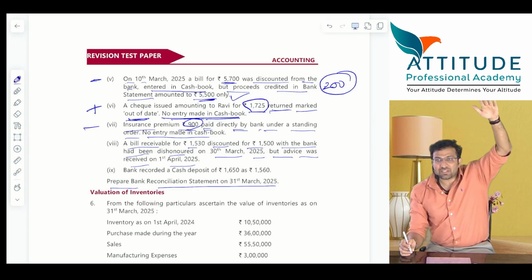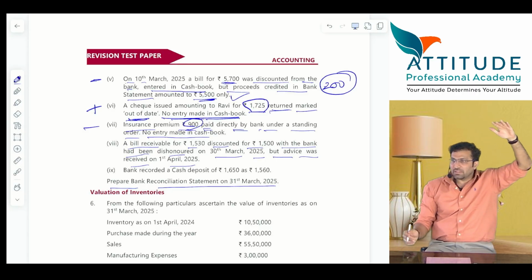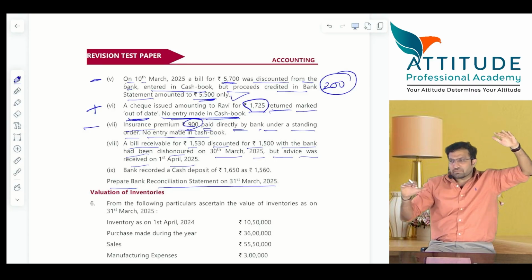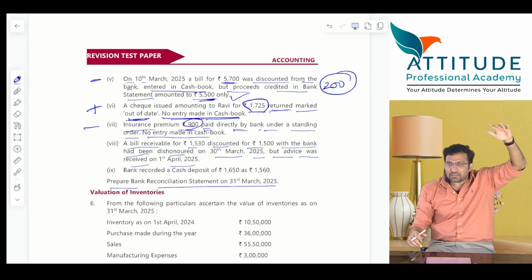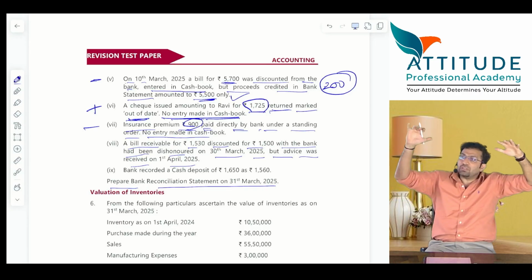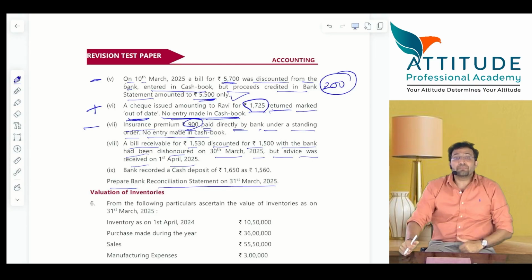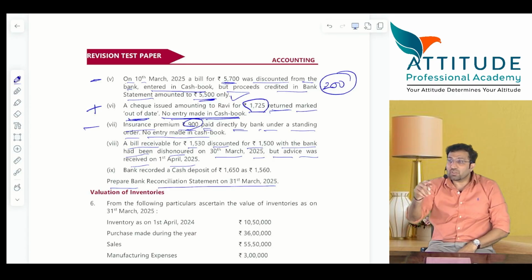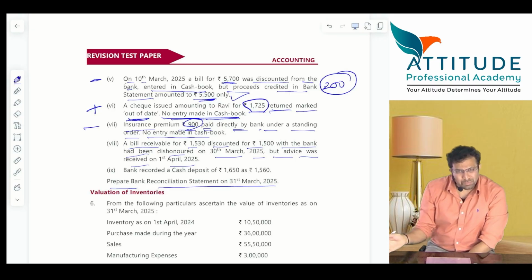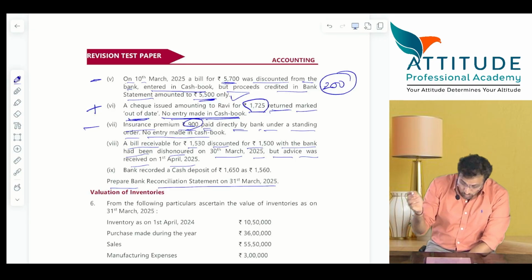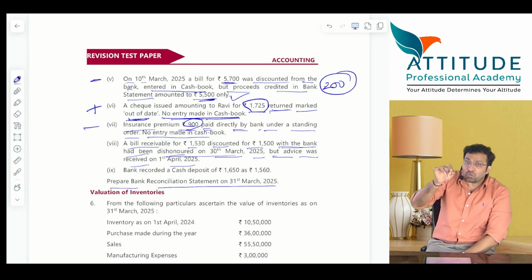So आपका bank balance has gone up by 1500. Your cash book balance has gone up by 1500. Passbook balance has also gone up by 1500, yes or no? Because you are discounting with the bank, same bank. तो आपका पासबुक में भी एंट्री हो चुका है, वो डिसऑनर भी हो चुका है ना. डिसऑनर हुआ है.